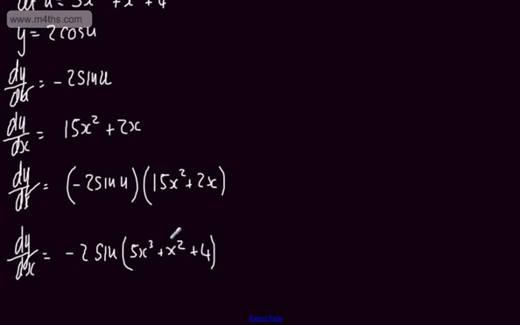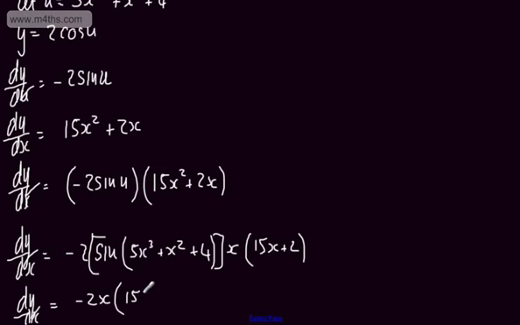So let's just write this here. And we just have to be a little careful. Let's just bracket that off. And then we're going to have now 15. And I can write this taking the common factor of x out. We'd have 15x plus 2. So we could tidy this up and we could say now that dy by dx would be equal to minus 2x multiplied by 15x plus 2 multiplied now by the sine of the quantity 5x cubed plus x squared plus 4. That's the formal approach.